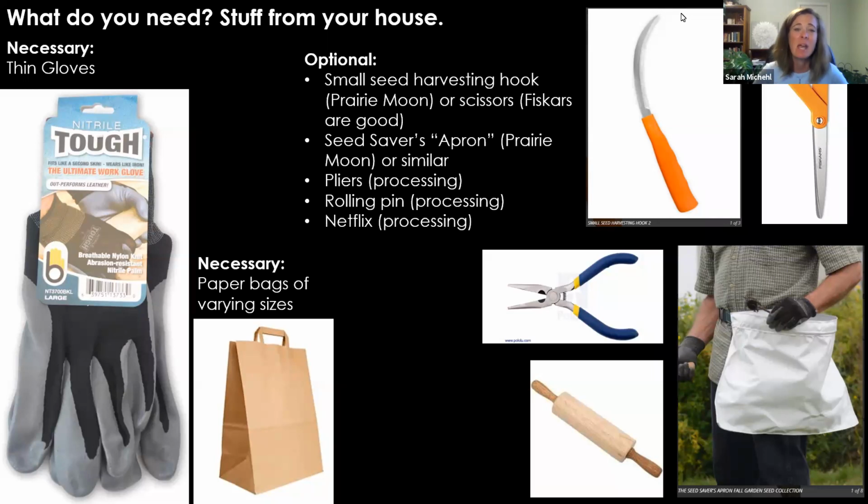That's nice. And the pliers and the rolling pin, that's for later on during processing. And we're going to talk more about that. That's just when you rip apart the plant structures to get to the seed itself. And for every plant, for every species, it's a little bit different how you do that.